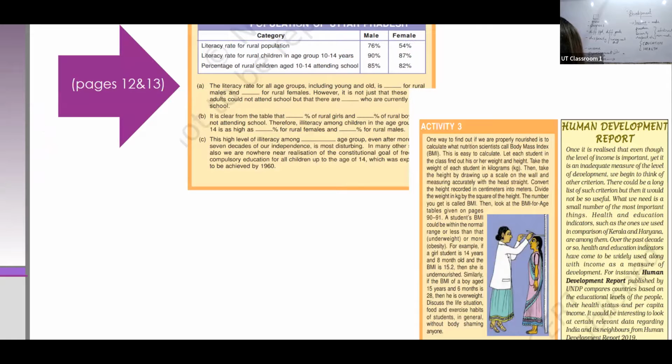This table is in your textbook, you can solve it later. BMI stands for what? Body mass index. Do you have your textbooks? If you have it, it's on page 12 and 13.